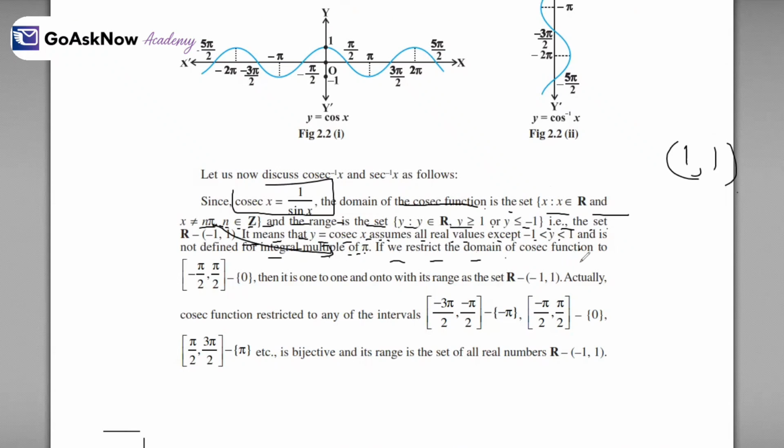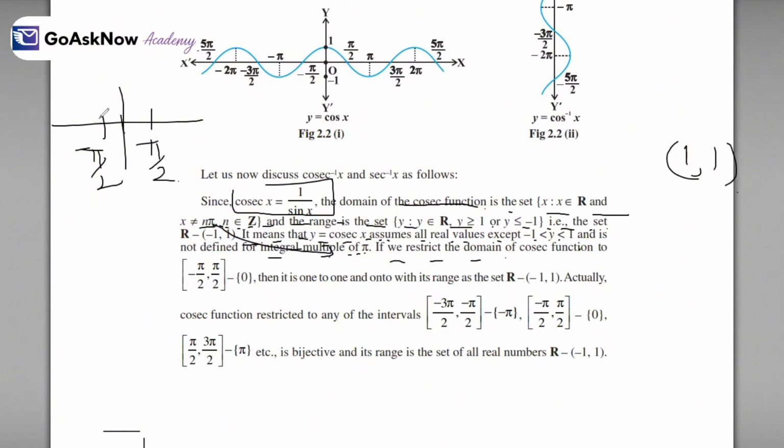If we restrict the domain of the cosec x function to minus pi by 2 to pi by 2 minus 0, then it is one-one and onto with its range as the set R minus -1 to 1. So the domain of the cosec function should be in the interval minus pi by 2 to pi by 2. Why? Because you can see the graph of the cosec function. You can see the graph behavior inside this interval.